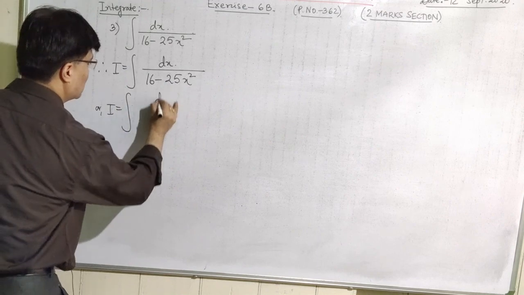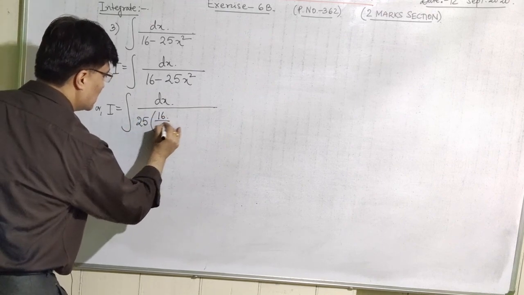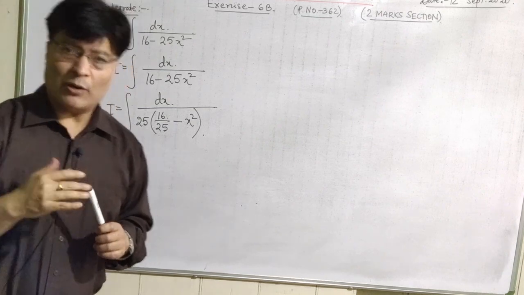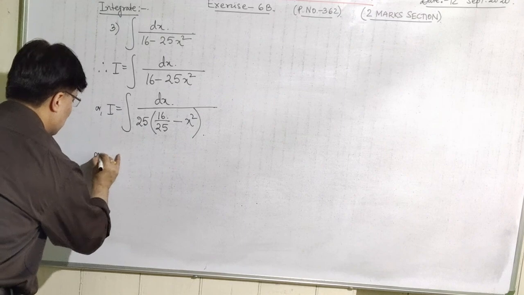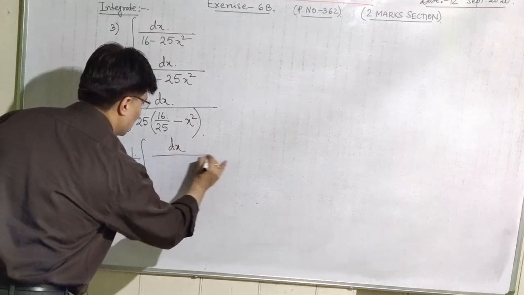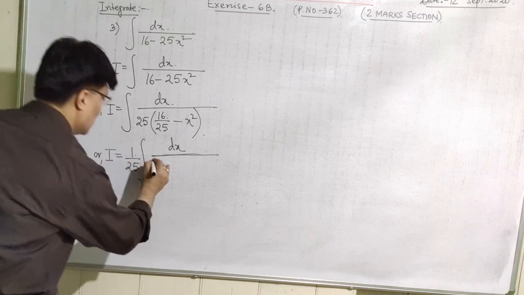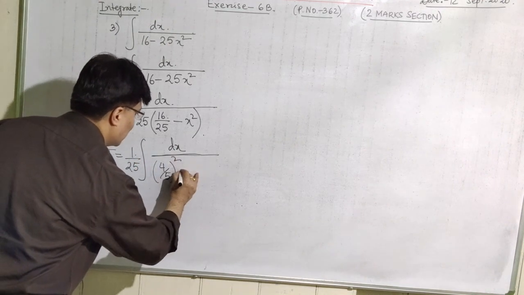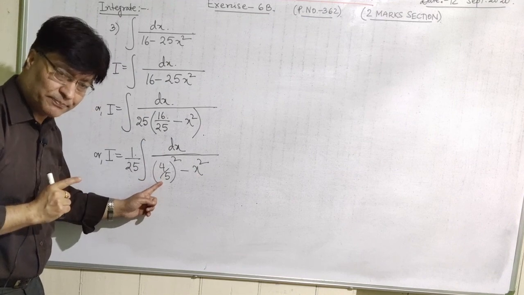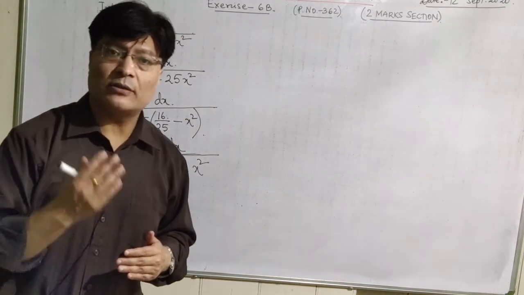So I is equal to integration of dx divided by, here 25 is taken common, within bracket what do we get? It is 16 by 25, you know that, minus x square. Is that clear? So now you should convert into a standard form. So the constant term is taken outside. Which is the constant term here? I is equal to 1 upon 25 integration of dx divided by 16 by 25. Let us convert it into a whole square. So it is 4 upon 5 whole square minus x square. So here what is the value for a? It is 4 by 5, which is the first term. And what is x? x is x only. So this is your dx divided by a square minus x square, which is the third standard form.